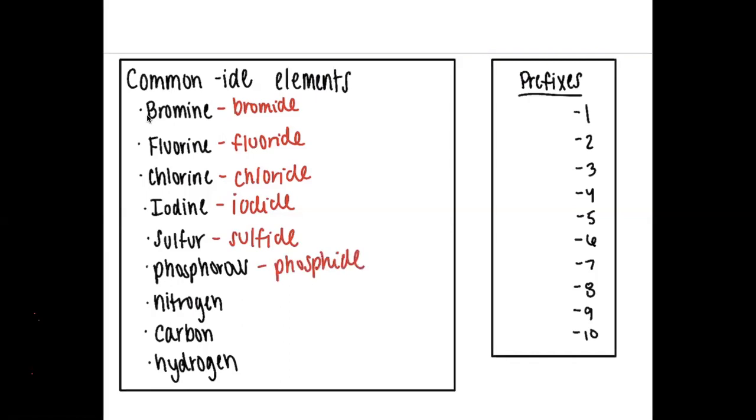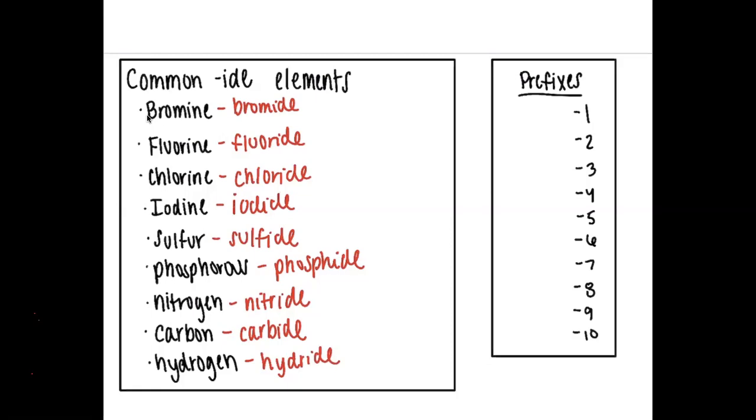Okay. Gentile, what does nitrogen become? Nitride. Good. What's carbon become? Carbide. And then here's a new one. Take a guess. What do you think hydrogen becomes? Hydride. Good. Get rid of that OGEN and we become hydride. Good.